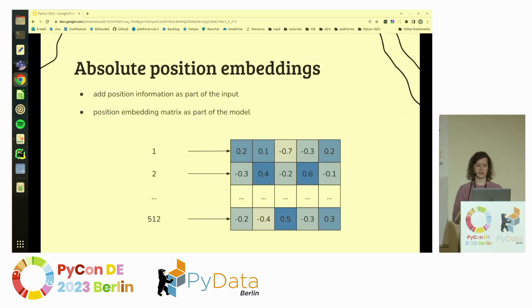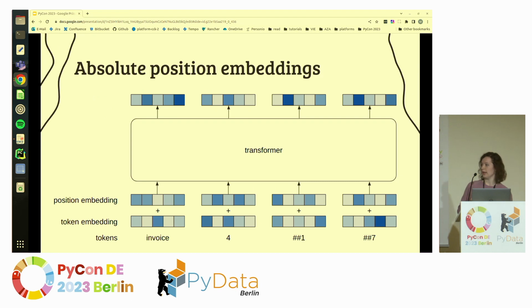One way to do this is absolute position embeddings. The mechanism here is very similar to what we've seen earlier for the token embeddings. The model has an embedding matrix, which is learned end-to-end. Instead of the vocabulary on the left side, we have absolute positions in the sequence. And for every position, we can look up an embedding. So if we look at the model again, we now have two inputs, the token embeddings and the position embeddings. And this works like this.